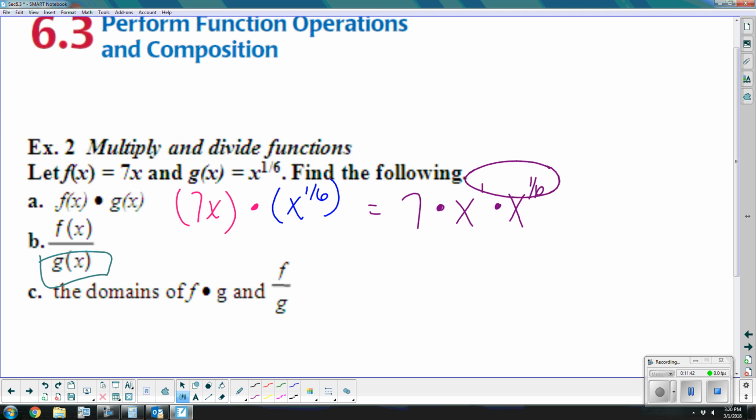Your rules of rational exponents say that you add those two together. So that gives us 7 times x to the 7/6 power. Which, if you simplify this even further, that's 7x times the 6th root of x.